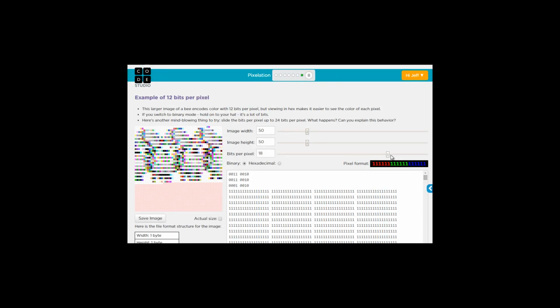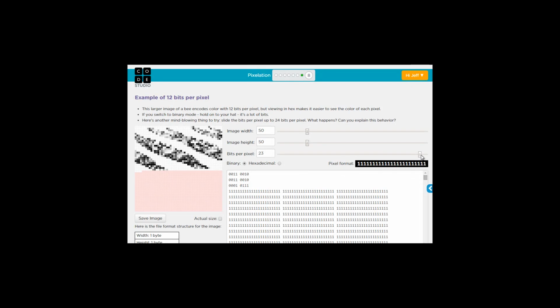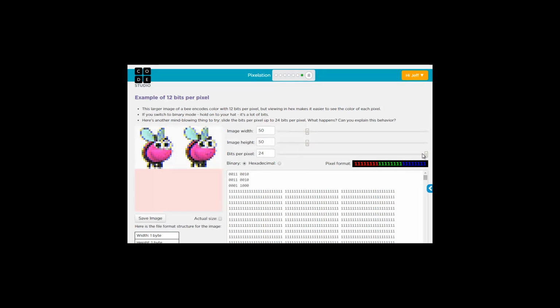So as you start to change the bits per pixel, something really interesting happens when I go double from 12 to 24. I get 2 images at different colors. So one thing you may want to do is think about that in terms of the overall representation of this image, and encourage your students to explore around and see if they can actually find what happens here and be able to explain this phenomenon.